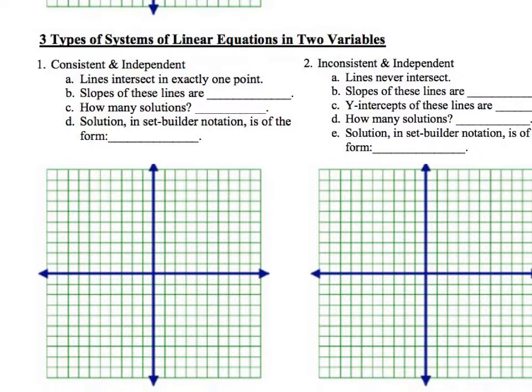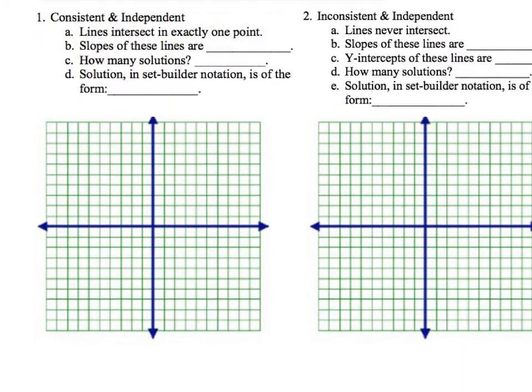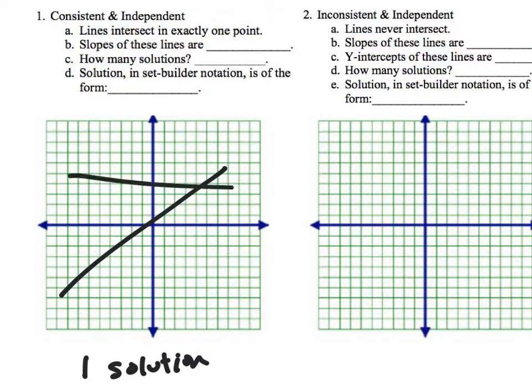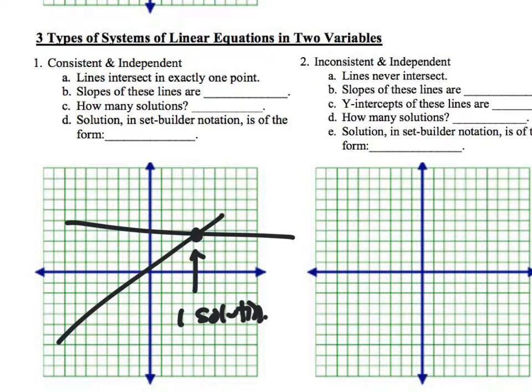We have 3 types of systems of linear equations. We have what's called a consistent and independent system. I like to call that a system that has one solution, and that's just two lines that intersect. We have my one solution where they intersect, and what I know about these lines is the slopes are different. How many solutions? One solution, and we would write this solution in the form of x comma y.